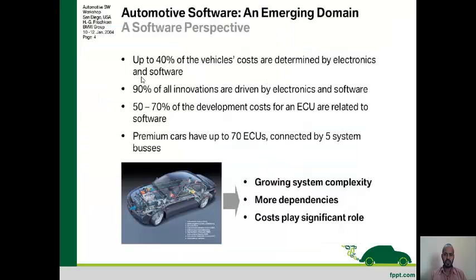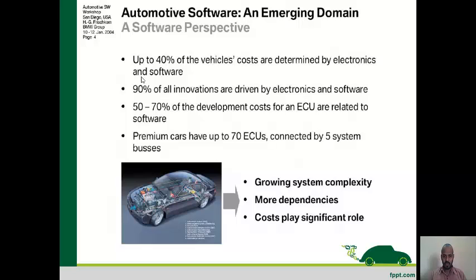If you look at automotive software, up to 40% of the vehicle cost is determined by electronics and software as of now today. So if you take the whole cost of the vehicle, 40% of it will be determined by the software. And one more important thing is that 90% of all new innovations, or you can say 90% of new technologies, have been produced with the help of electronic systems only.